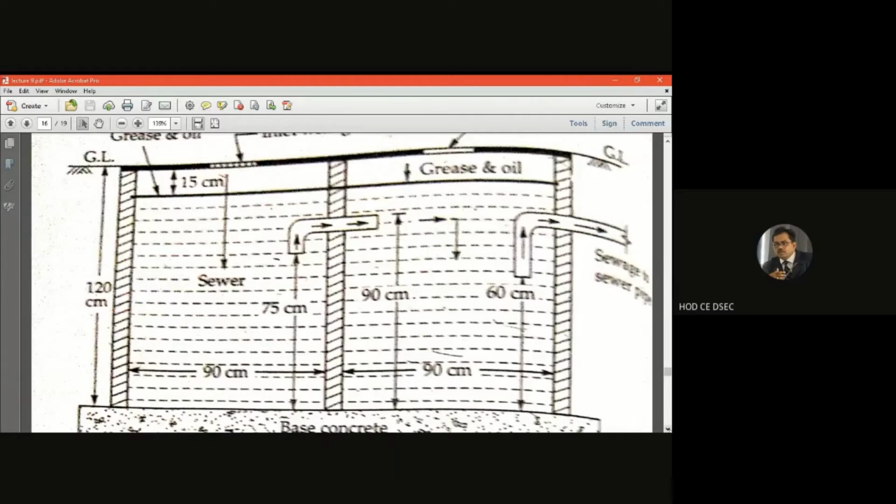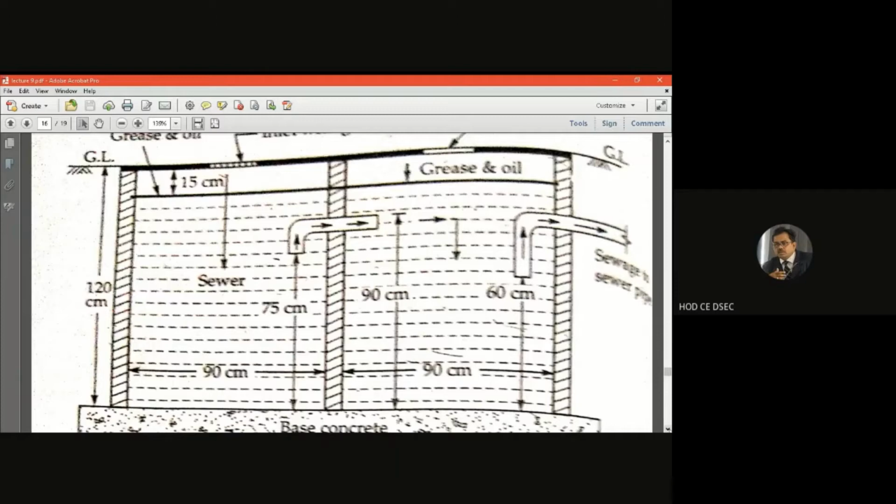Now, the removal of oil and grease from the sewage before it enters the sewer pipe is considered necessary for the following reasons. As I have told you, it has a sticking property, a tendency of sticking to the sewer sides as well as sticking the materials in the sewers and creating sediments in the sewer pipe.